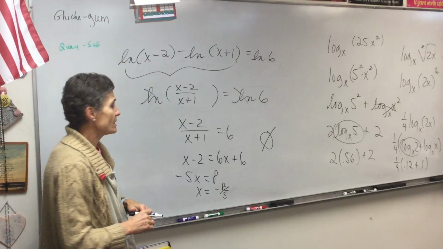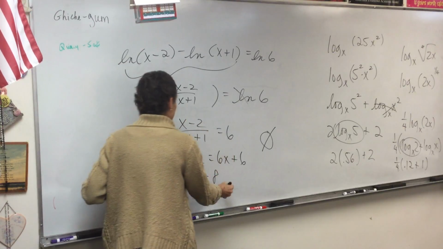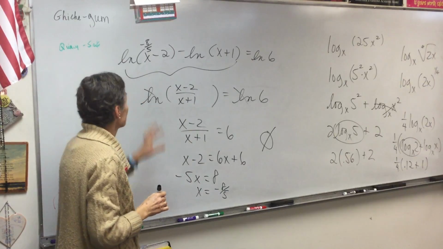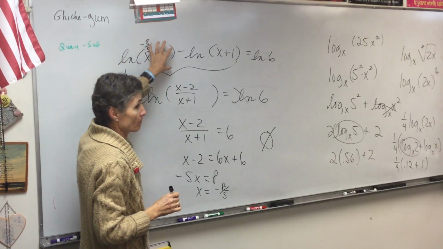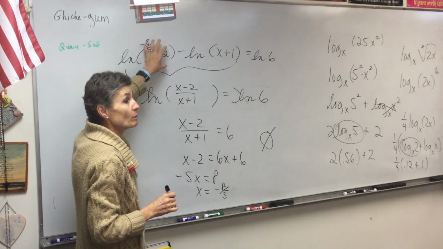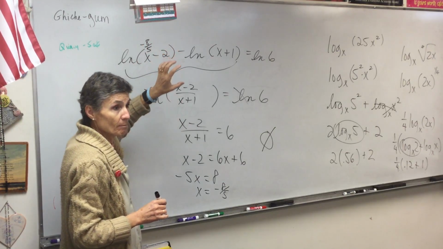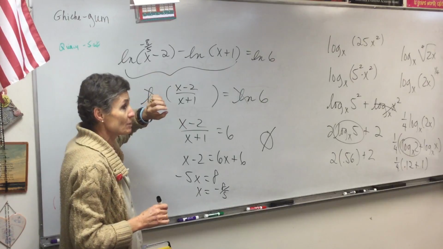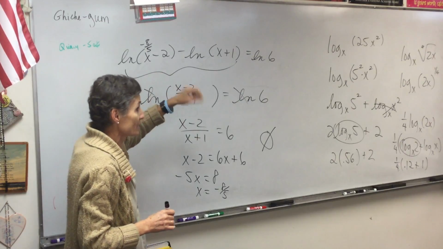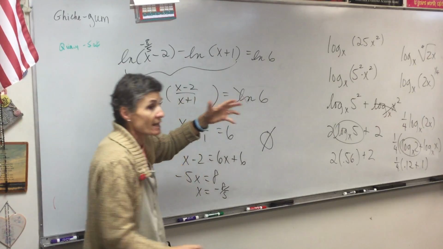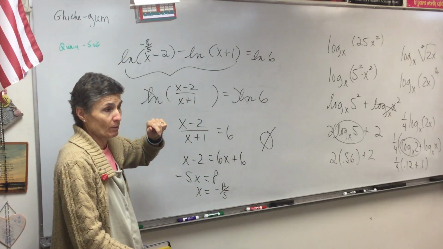And it's an extraneous root because if you put negative 8/5 back into the original problem, tell me about this number right here. It would be negative. Can you take the logarithm of a negative number? No, if you don't believe me, try it. Type ln of something negative on your calculator and it's going to give you an error message. You can't take the logarithm of a negative number.